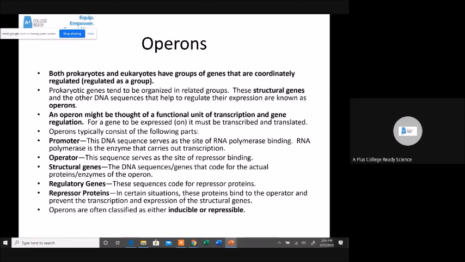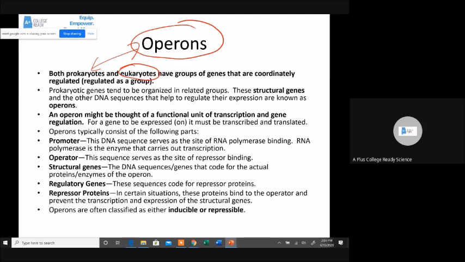So bacteria mostly regulate their genes through what are called operons. There are maybe a few eukaryotic operons, but most of the time when we're talking about operons, we're talking about bacteria, prokaryotes. An operon is essentially a group of genes, a group of related genes, and the other parts of the DNA nearby that help to regulate the expression of those genes, when those genes are on, when they're off.